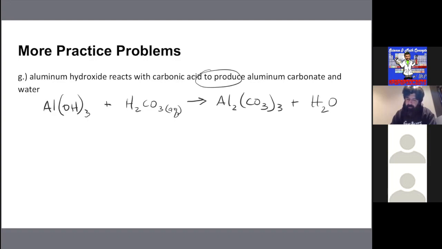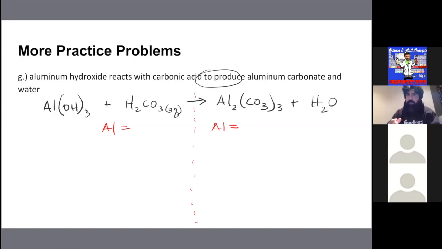Now, we're going to separate the reactants from our products. So let's list. So we've got aluminum on this side, we've got aluminum on this side. Okay, I'm going to address the OH in a moment. So actually, let's address it now anyways.